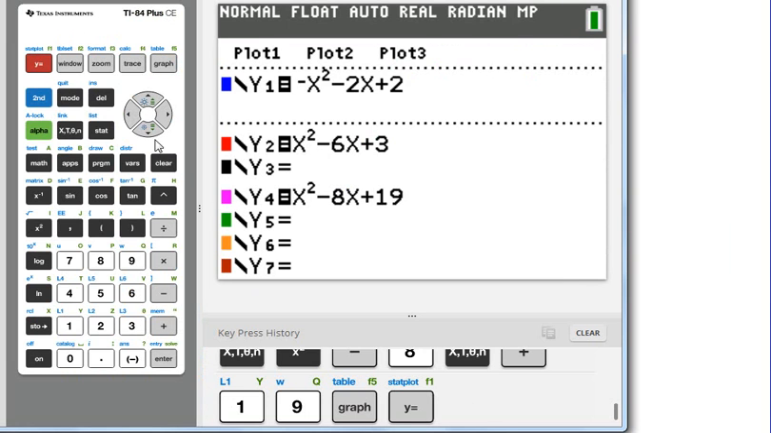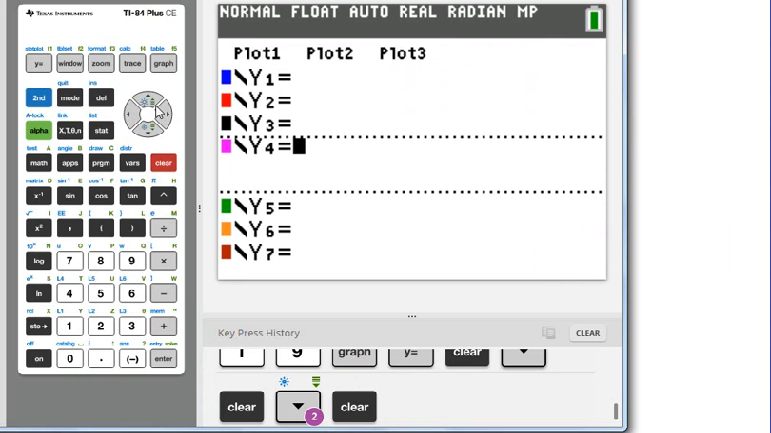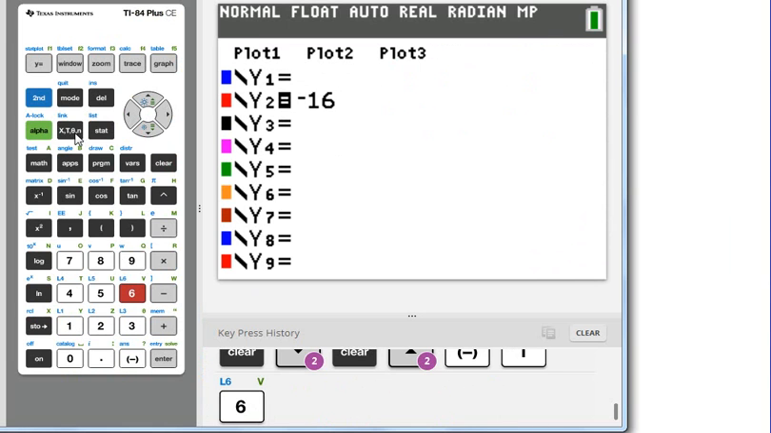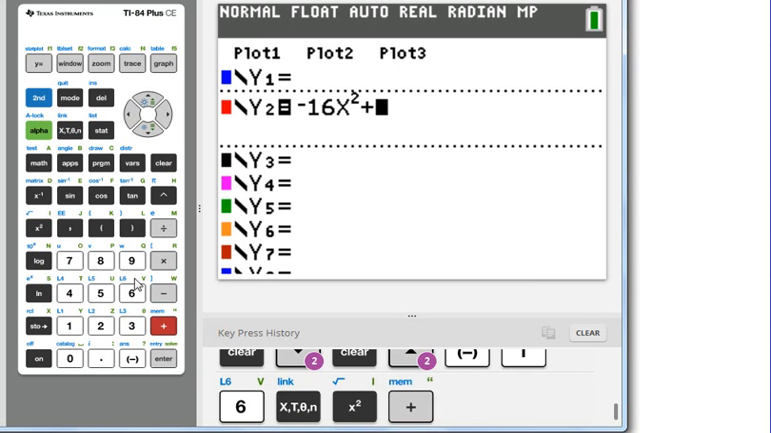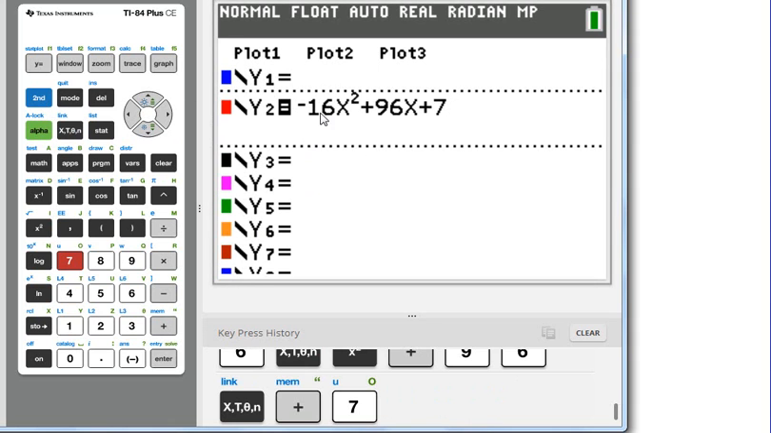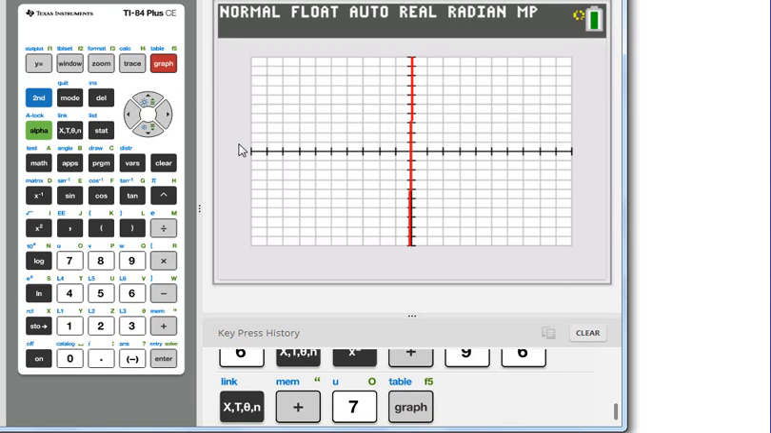So I'm going to clear everything out here. I put negative 16 t squared plus 96t, using x of course, plus 7. And now we can analyze the graph. We're looking for the vertex. We're going to have a downward opening parabola. That vertex is going to give us the answers we need. When we press graph, we get this.